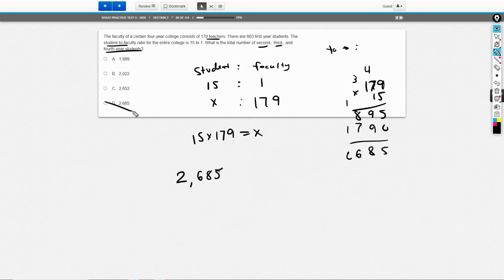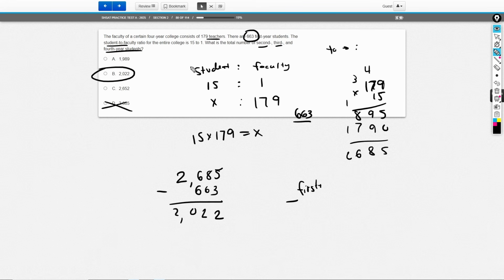Is this the answer? No, that's a trap answer because I want to know the total number of second, third, and fourth year students. This 2,685 is including the 663 first year students. I don't want them in my total, so I'm going to subtract it to get the rest of them because the total students are the first plus the second plus the third plus the fourth. So if I take away the first from the total, I'm left with the second, the third, and fourth, which is what I want. Okay, so I'm left with 2022, which is choice B.